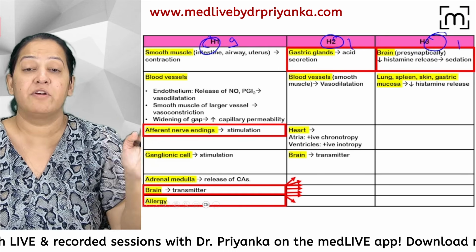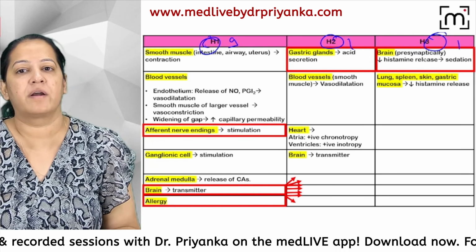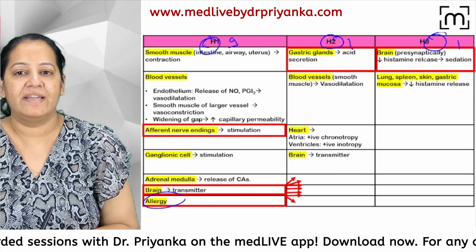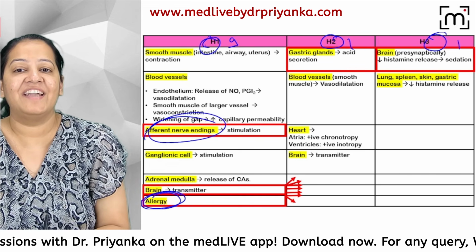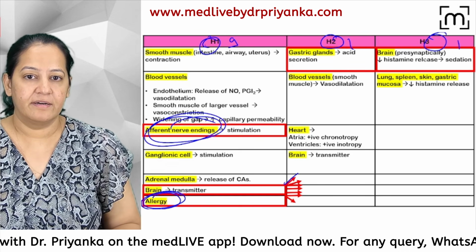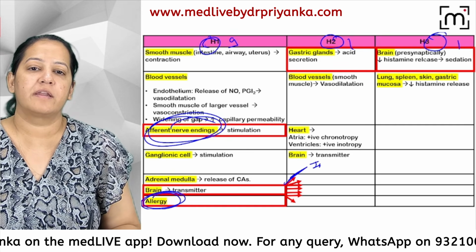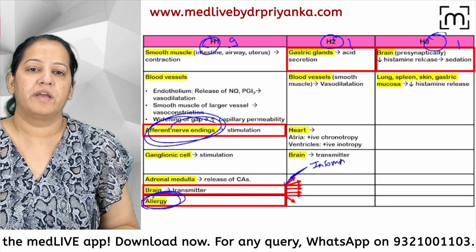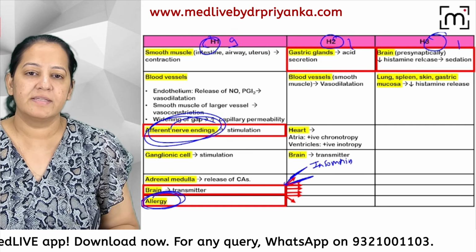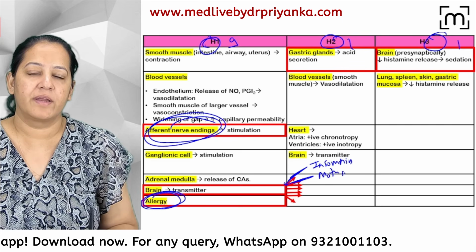So 9, 10, 11, 12. 12 uses I told you. All of them are marked in front of you. The first is antiallergic. The second is antipruritic. The third is sedation, I mean insomnia. In insomnia, it can be used. Next, motion sickness you can give.